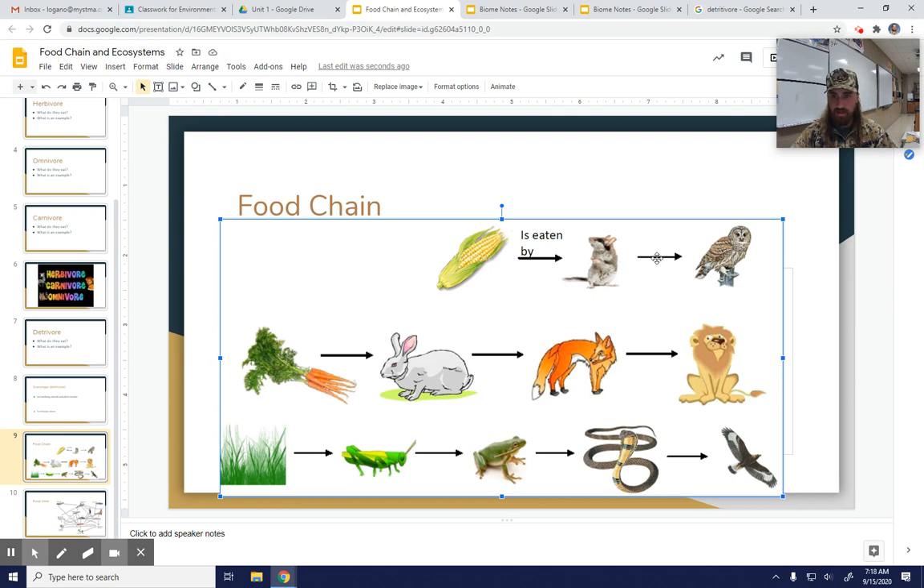The mouse is eaten by the owl. If we have these arrows flipped, what you're telling me is the mouse is eaten by the corn. I don't know what kind of corn you guys know of, but if they're eating mice, I think we got some problems. So make sure you understand that piece. The arrow points to what is getting eaten. So corn is eaten by mouse. Mouse is eaten by owl. Carrot is eaten by rabbit. Rabbit is eaten by bugs. This holds true the same.